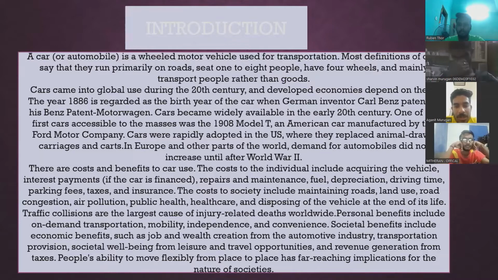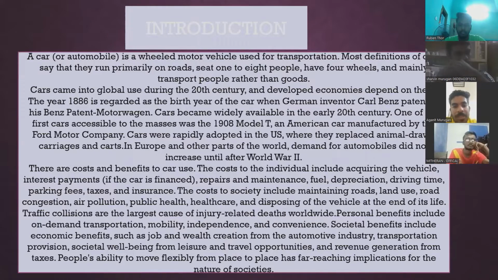There are costs and benefits to using cars. The costs to the individual include acquiring the vehicle, interest payments if the car is financed, repairs and maintenance, fuel, depreciation, driving time, parking fees, taxes, and insurance. The costs to society include maintaining roads, congestion, air pollution, public health, healthcare, and disposing of the vehicle at the end of its life. Air pollution is the largest cause of injury-related deaths worldwide.